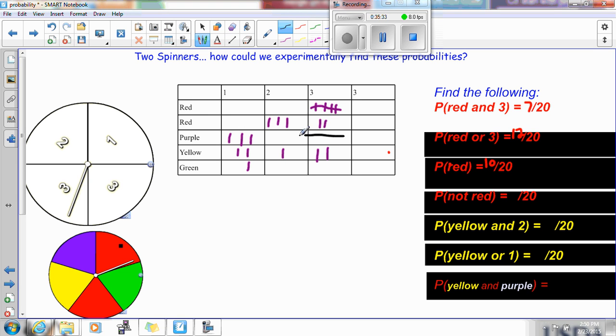It could be purple, yellow, or green. All of these are not red. And that looks like 9. 5, 6, 7, 8, 9. So that is 9 out of 20 were not red.